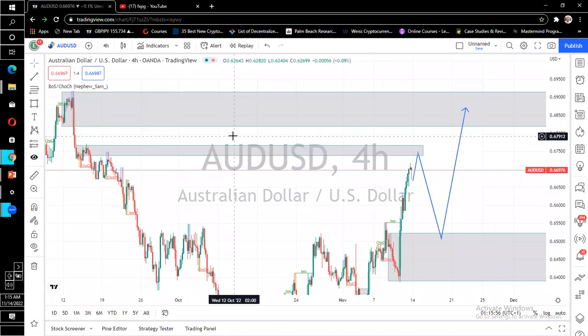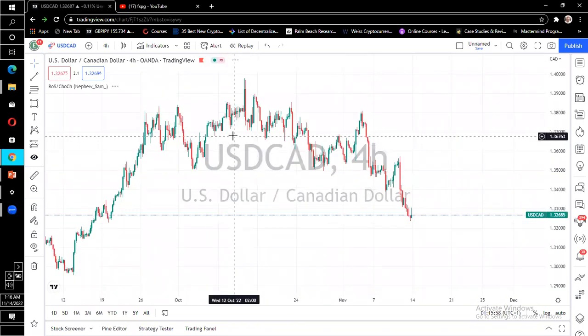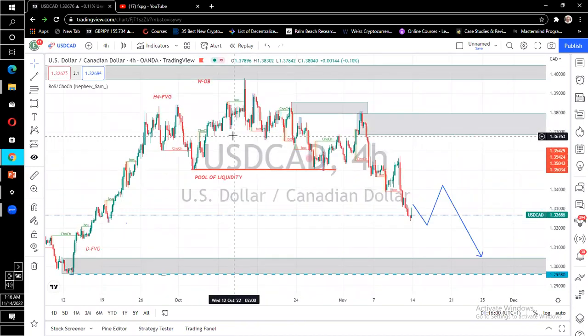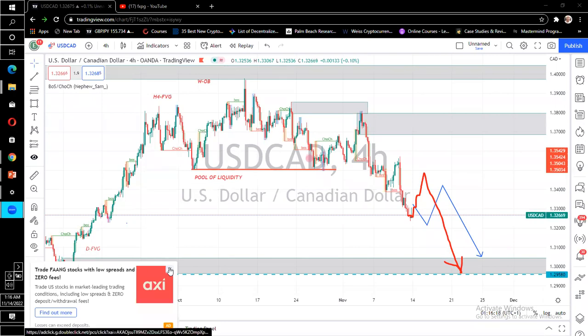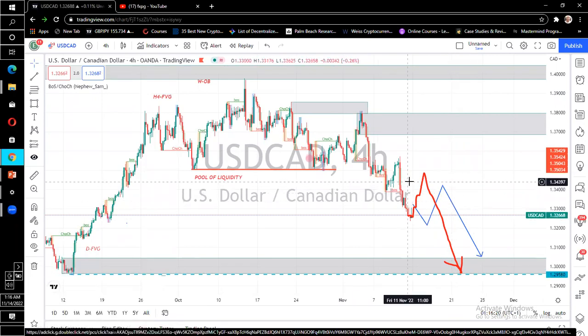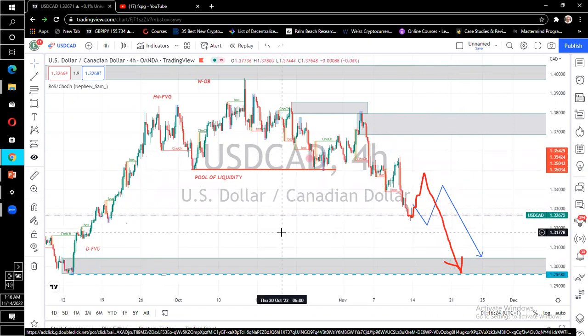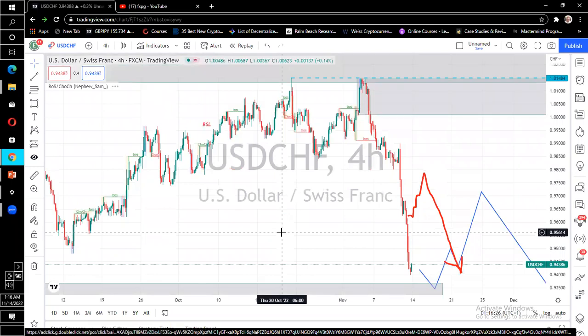Then the next one is USDCAD. USDCAD, I would like to see USDCAD clear back into this fair value gap. All right, then I'll take it to the downside. That is what I want to see on USDCAD. I want to see them play back into this fair value gap here. All right, then I will take it to the downside. That is what I would like to see here.